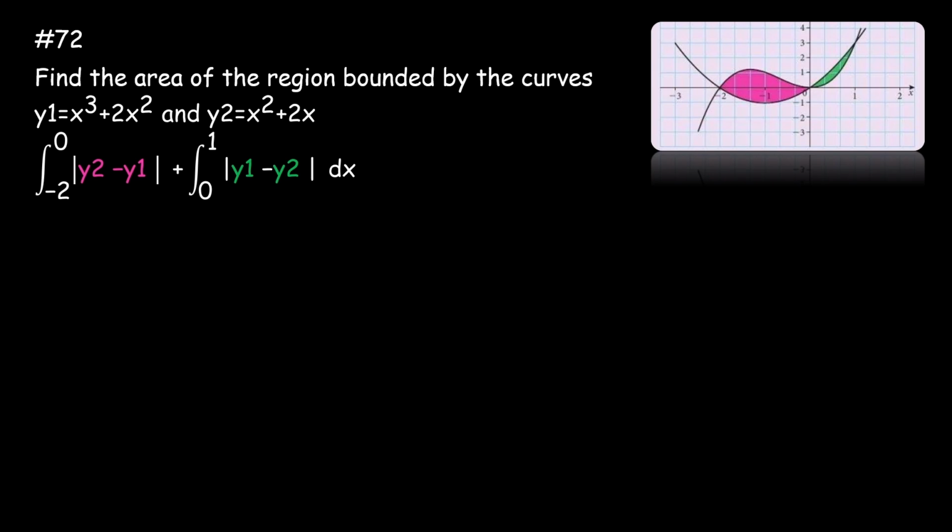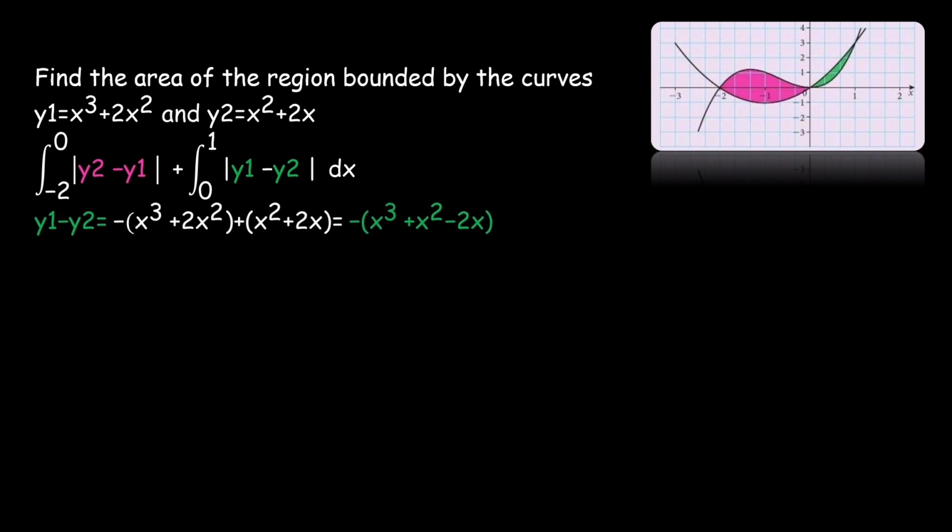Okay, this would be what our integration needs to look like, the pink and the green section. So let's do y2 and y1, simplify them so that we can plug them in there. So y2 minus y1 will give us x cubed plus x squared minus 2x. y1 minus y2 will give us the reverse of that, right? So it's going to be a negative value. So I'm just going to affix a negative sign to it. But keep in mind, we must take the absolute values of these functions at the end of the day.